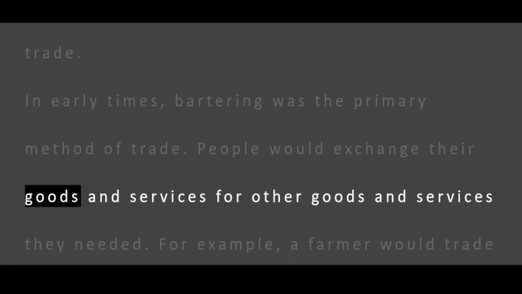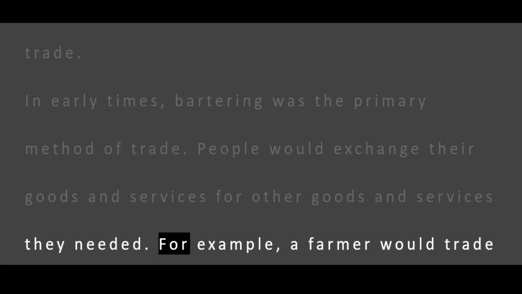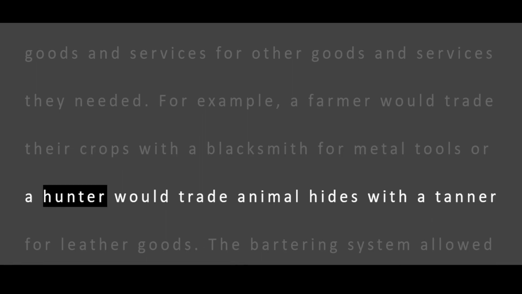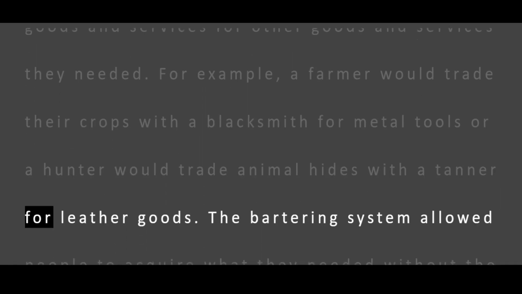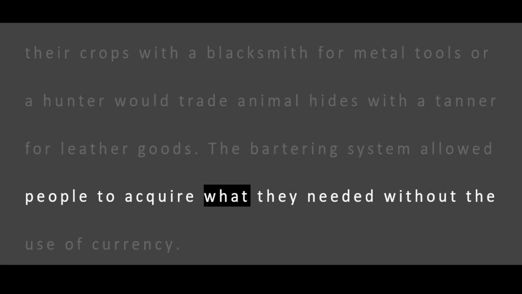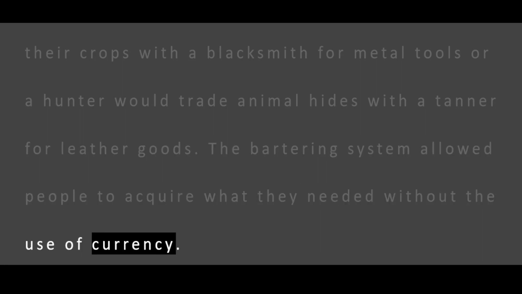In early times, bartering was the primary method of trade. People would exchange their goods and services for other goods and services they needed. For example, a farmer would trade their crops with a blacksmith for metal tools, or a hunter would trade animal hides with a tanner for leather goods. The bartering system allowed people to acquire what they needed without the use of currency.